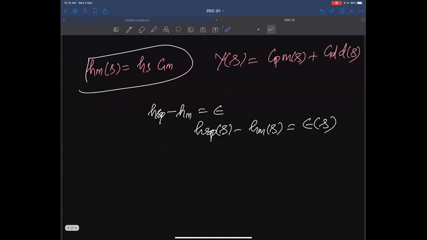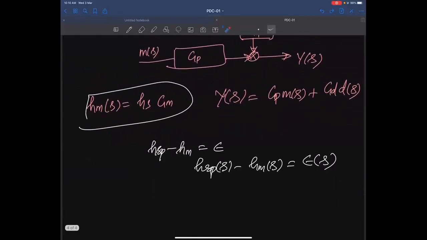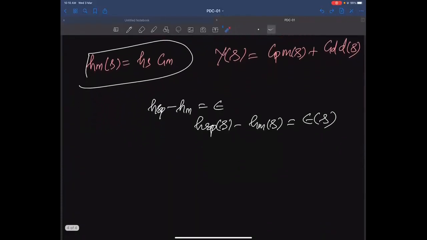So what we have, this error is available now. Error is the input to the controller. Okay, so error is the input. So we have this H coming, and we have this diagram.